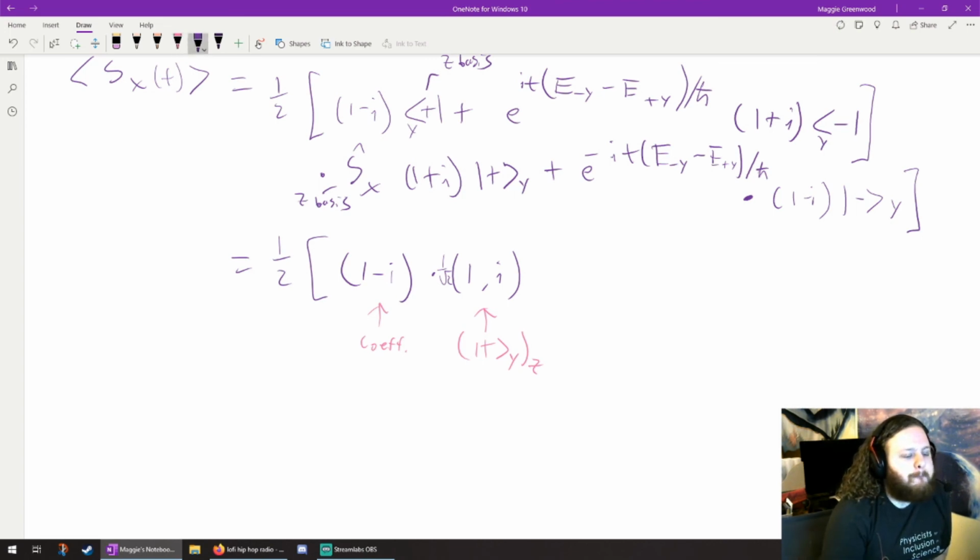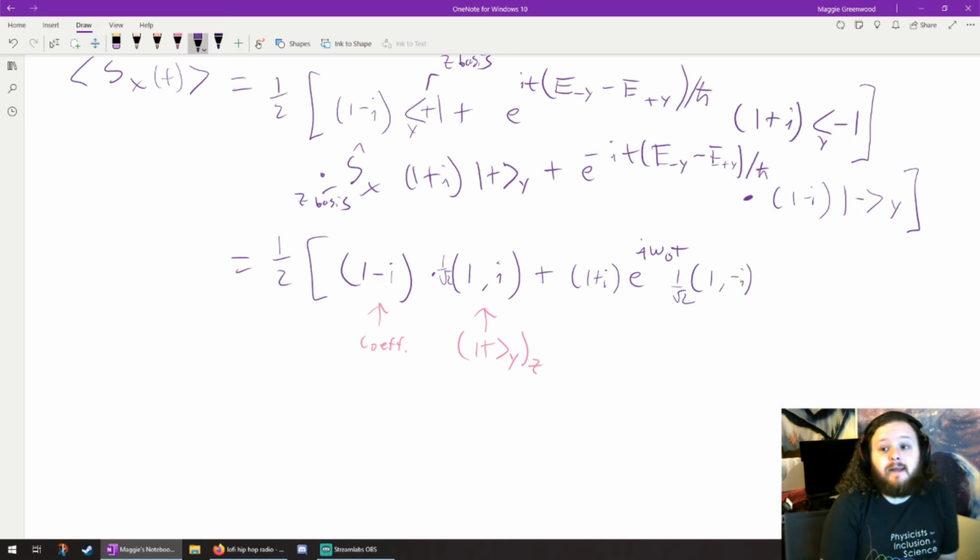So now I can do the same thing for the next piece, which is 1 plus i, e to the positive i omega naught t, times minus y, which is 1 over root 2, 1 minus i. And this is, again, a ket that's sitting here. This piece is a vector. This piece is a coefficient.